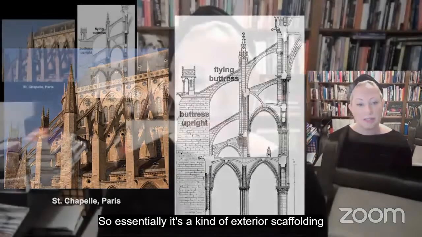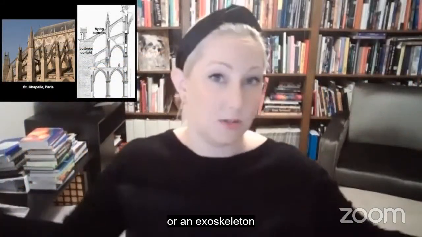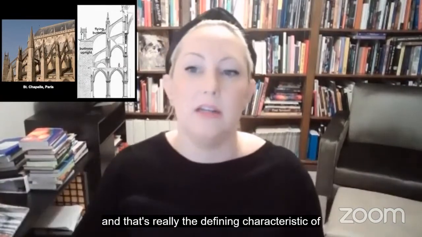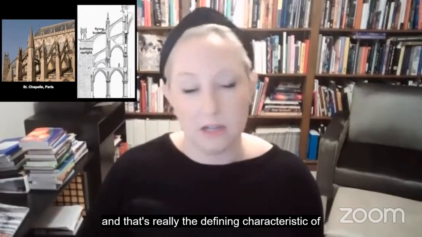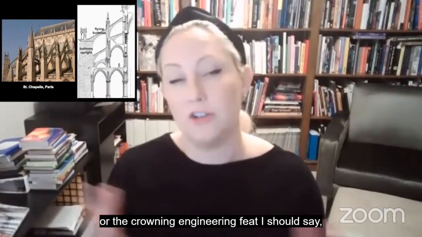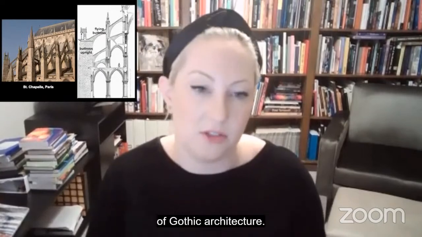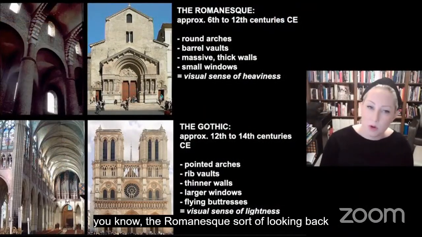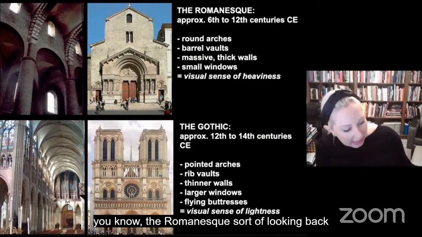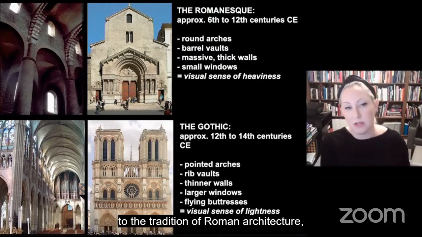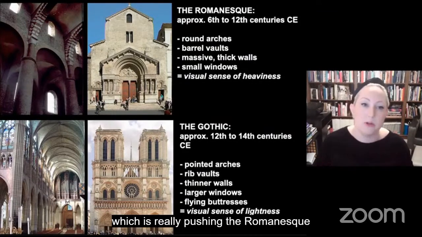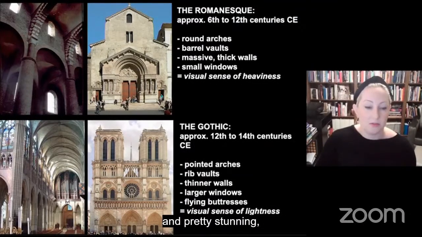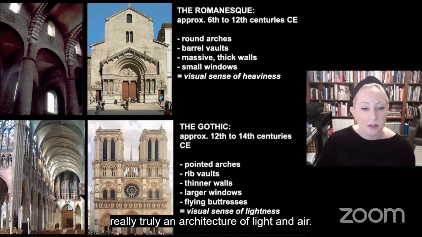So essentially, it's a kind of exterior scaffolding or an exoskeleton where the structural support of the building is being externalized on the outside. And that's really the defining characteristic of, or the crowning engineering feat, I should say, of Gothic architecture. So again, just to juxtapose these two side by side, the Romanesque, sort of looking back to the tradition of Roman architecture, and then the Gothic, which is really pushing the Romanesque into something quite new and different and pretty stunning, really truly an architecture of light and air.